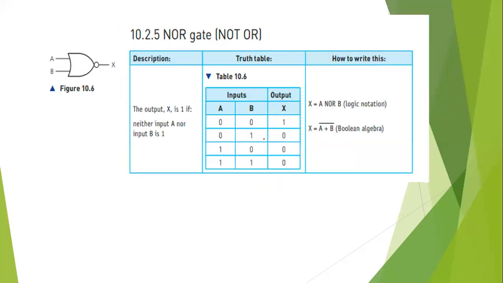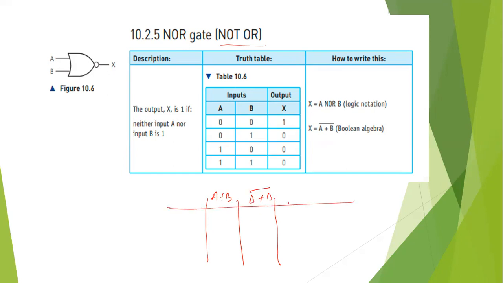Okay, this is NOR gate. You can read it as not OR. Here also you need to draw two columns again. So you remember OR gate works on plus. So this is A plus B, and this is A plus B bar.